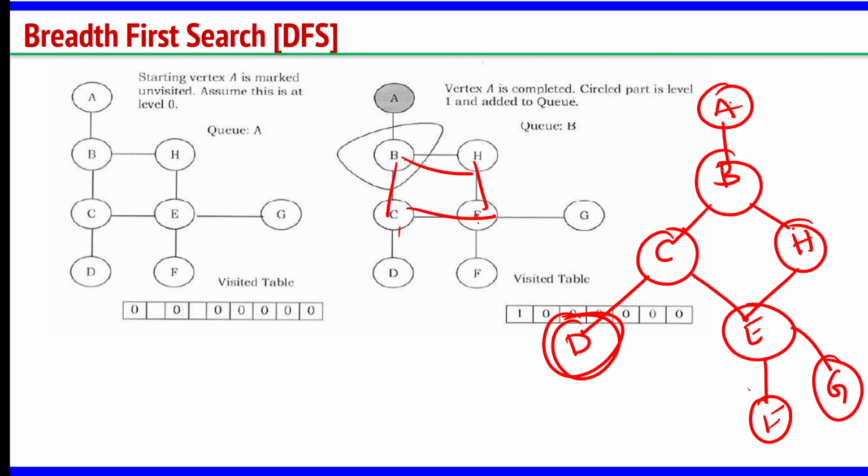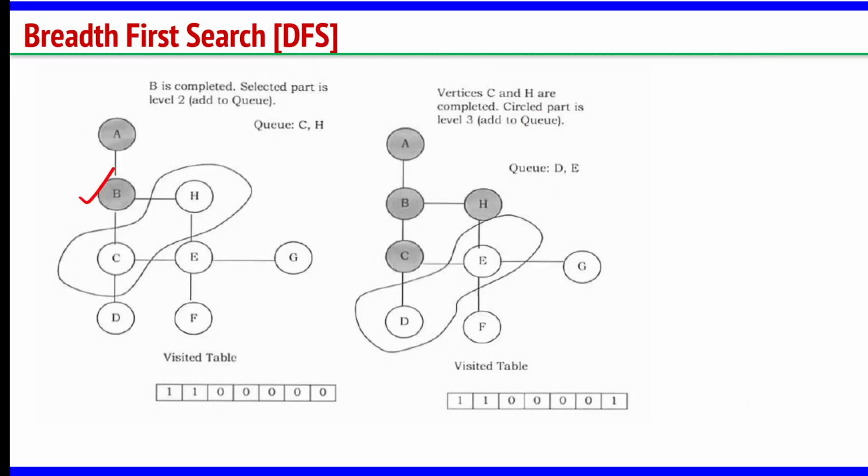Now, by this you can easily tell the level order traversal. What we are trying to do? First we are visiting A. After that, this is our next level. So, the queue contains B. The queue contains B. So, we visit the B node.